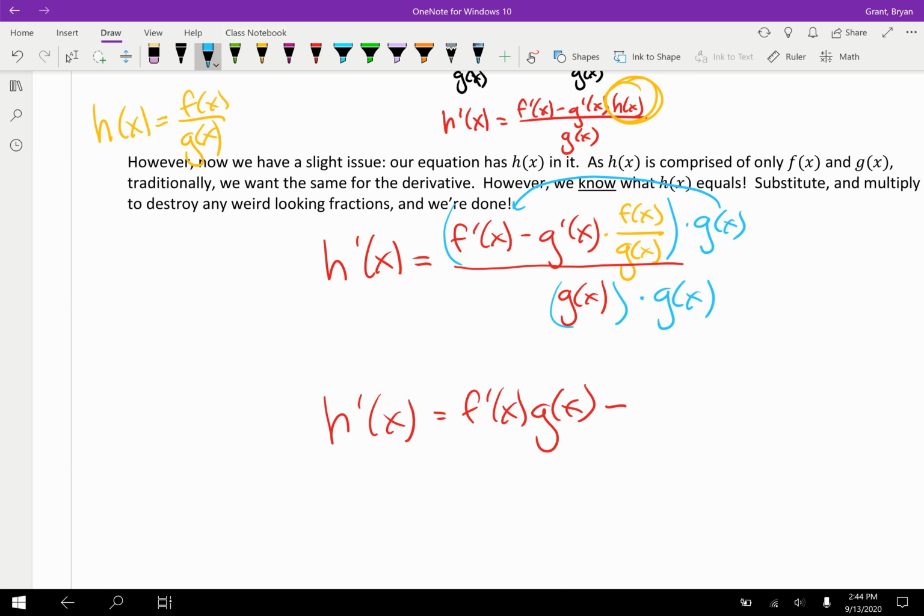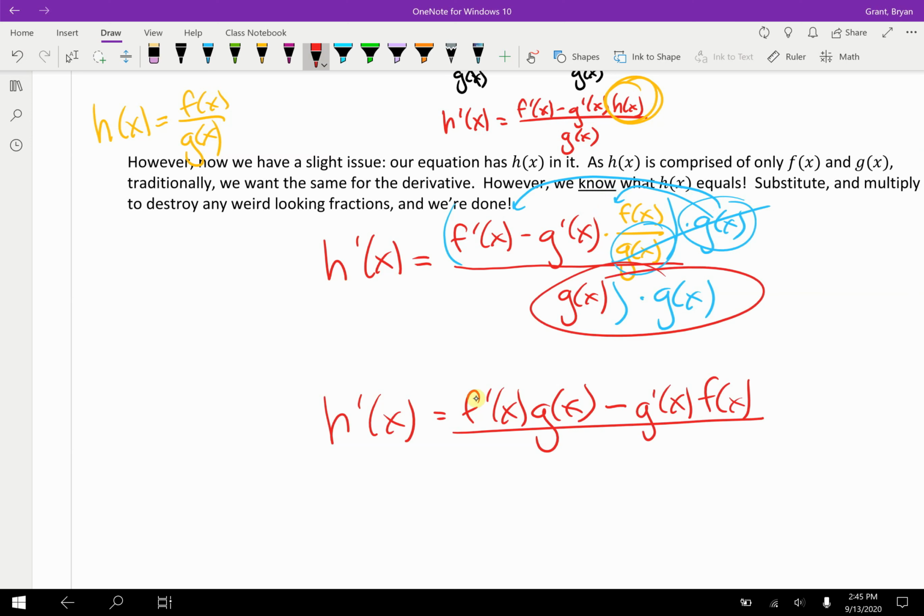And then I need to take g of x and distribute to this entire term, right? This is all one term here, so it's not going to be g of x times this and that. No, it's just the whole term. And when we do that, since we have a division of g of x and a multiplication, those cancel, and leaves me with g prime of x times f of x. All divided by, when we multiply something times itself, it is that thing squared. And now we have a quotient rule.